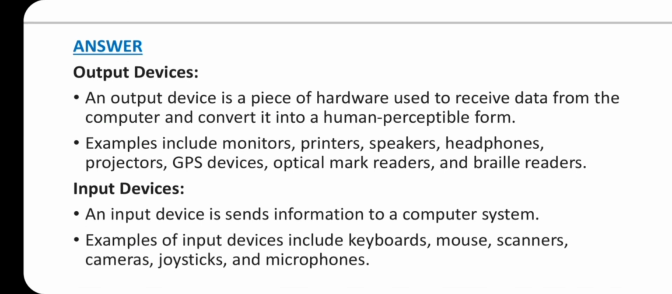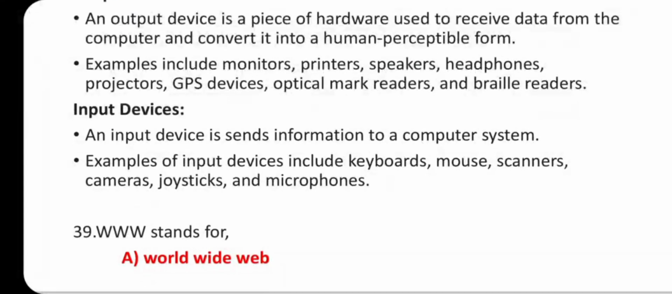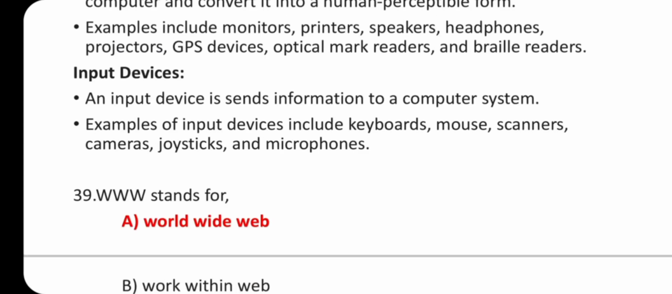Examples include monitors, printers, speakers, headphones, projectors, GPS devices, optical mark readers, and braille readers. Input devices: An input device sends information to a computer system. Examples of input devices include keyboards, mouse, scanners, cameras, joysticks, and microphones.